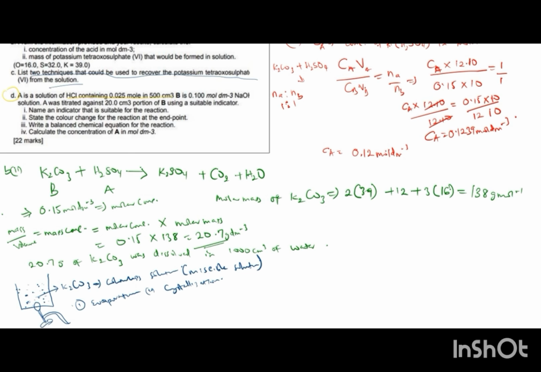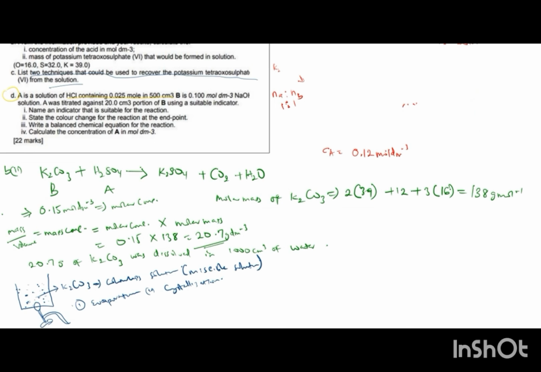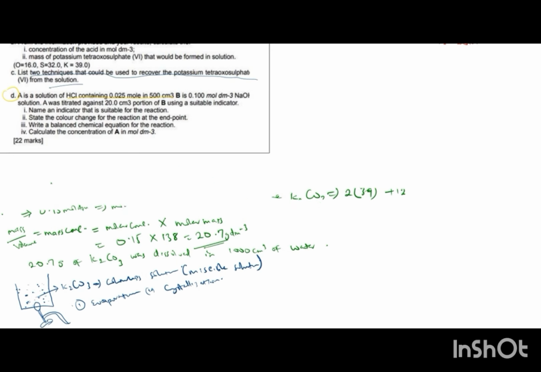Using a suitable indicator, they told us they used a suitable indicator. The first question now is: name an indicator that is suitable for this reaction. The first thing is to identify what type of reaction this is. When we talk about an indicator, we are talking about a reaction between acid and base, that is a neutralization reaction. And it is a reaction between a strong acid and a strong base.